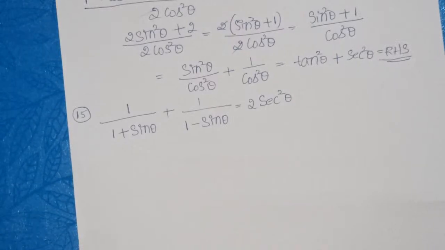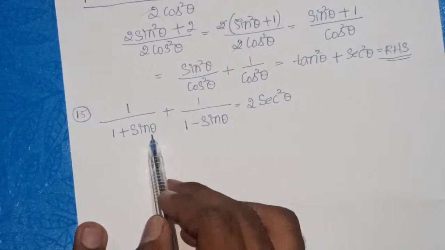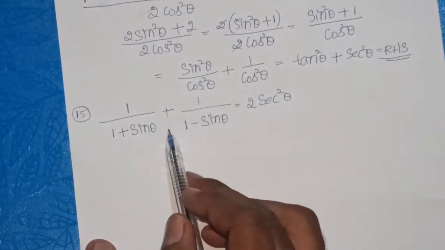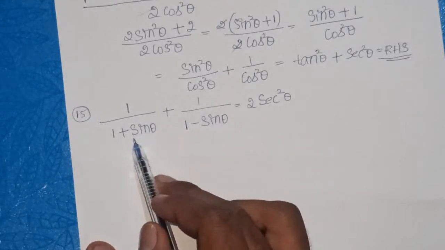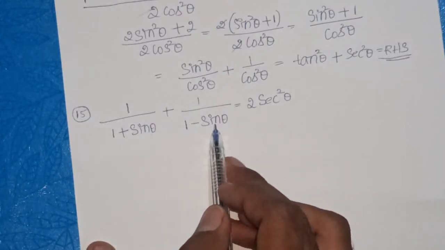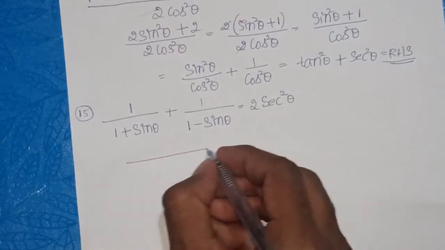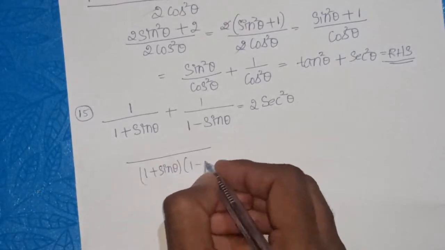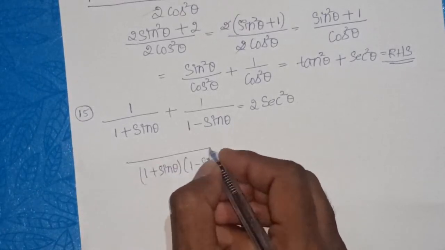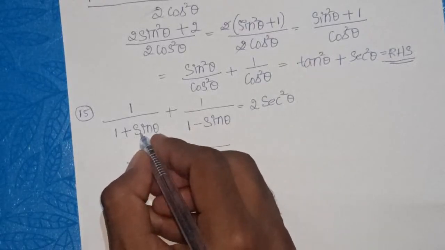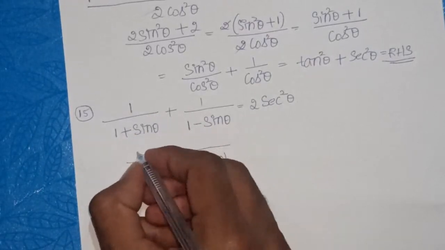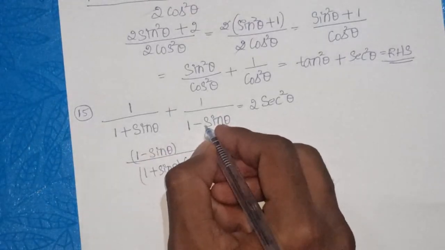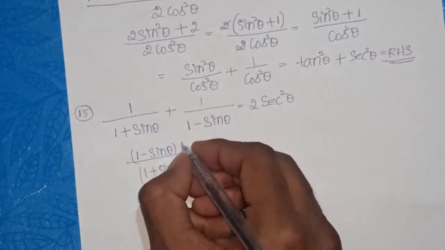Now let's move on to the next question, that is 1 by 1 plus sin theta plus 1 by 1 minus sin theta will be equal to 2 secant square theta. And in the LHS we have 1 divided by 1 plus sin theta plus 1 divided by 1 minus sin theta. Now let us take LCM, that is 1 plus sin theta into 1 minus sin theta, and here we have 1 plus sin theta, so the numerator will be multiplied with 1 minus sin theta. Here we have 1 minus sin theta, it will be multiplied with 1 plus sin theta.